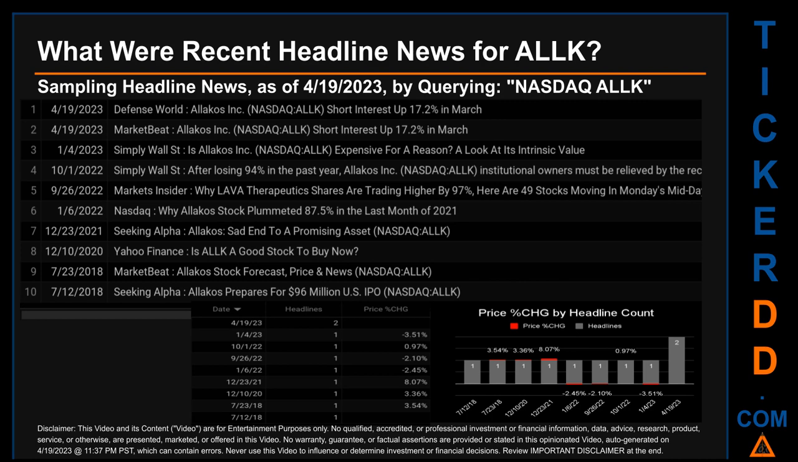Wednesday, January 4, 2023 was the day with the highest percentage change in price when we compare opening versus closing price for the ticker. The day saw a drop of -3.51% when ALLK opened trading at 8.27 and closed at $7.98. There was one found headline when Simply Wall Street published the headline that read, Is ALLK expensive for a reason? A look at its intrinsic value.